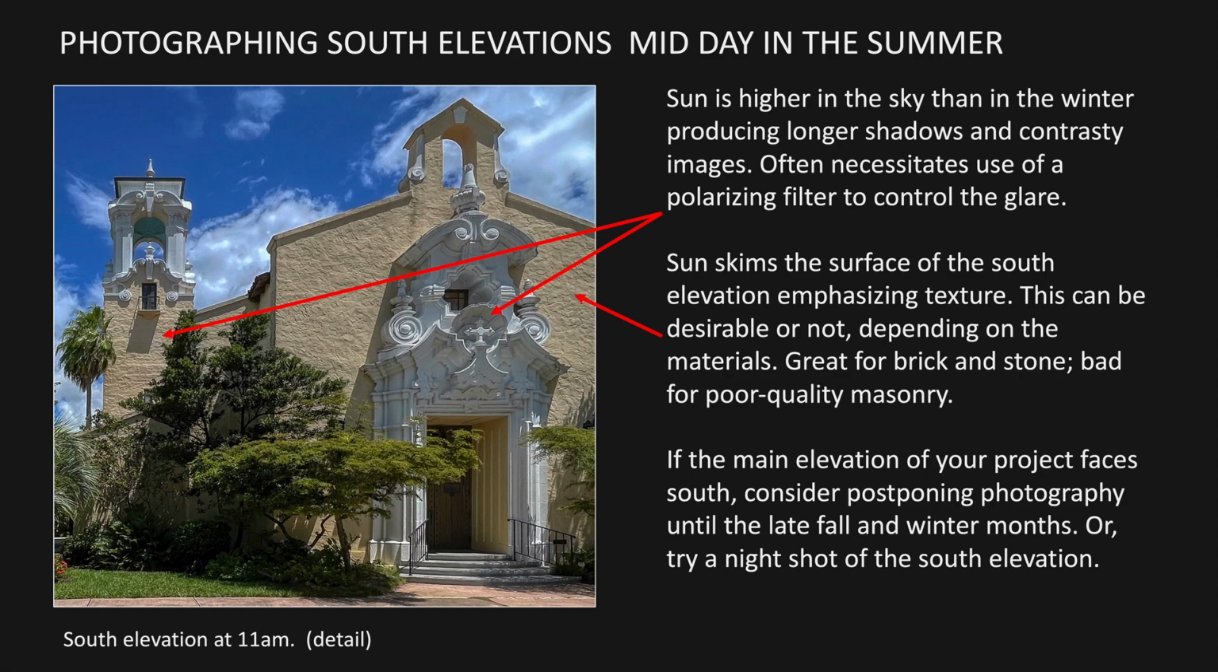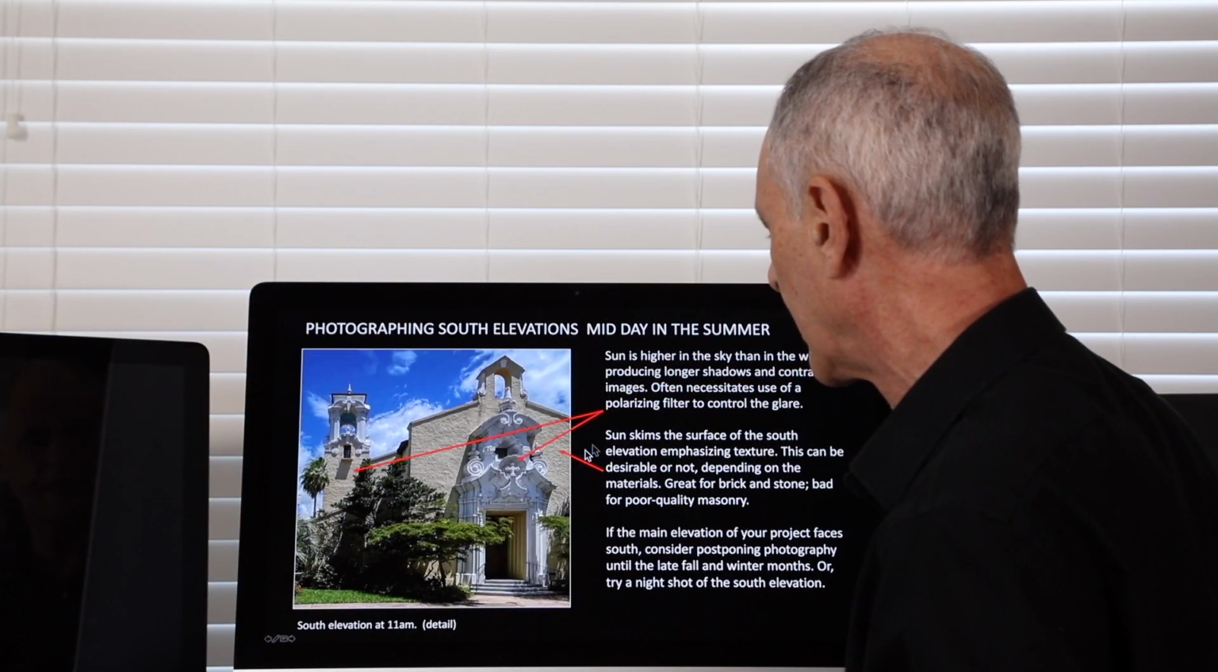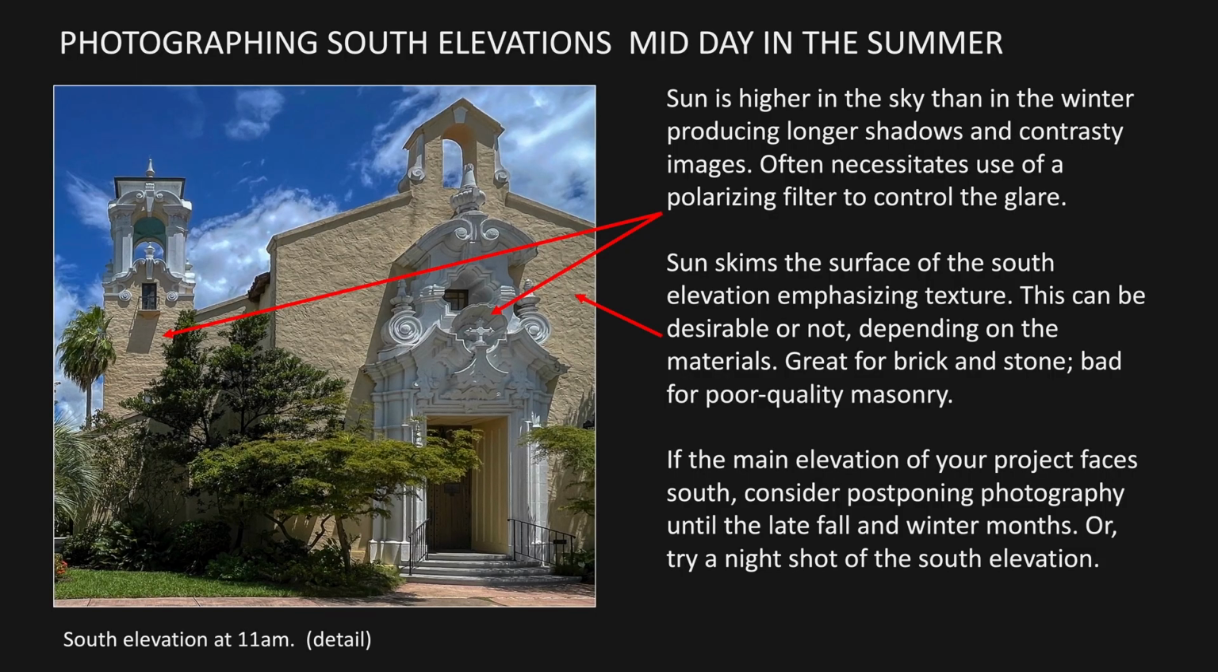The other thing that a high sun will do is it will skim the surface of these elevations. If you think about it, if the sun is up really high, it's going to skim. If it's low in the sky, it's going to hit it straight on. So what happens when the sun hits it like that, you're going to see all the little detail. Well, for this stucco work, this is pretty nice. For brick, it's great. For stone, it's great.